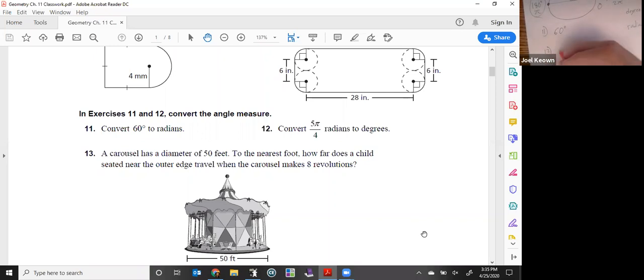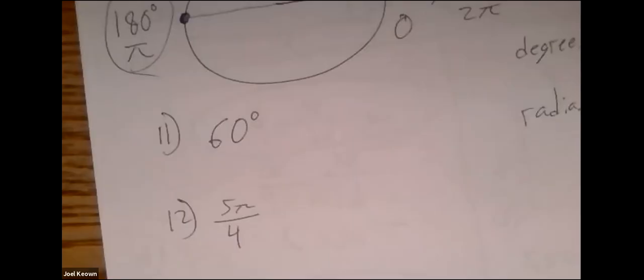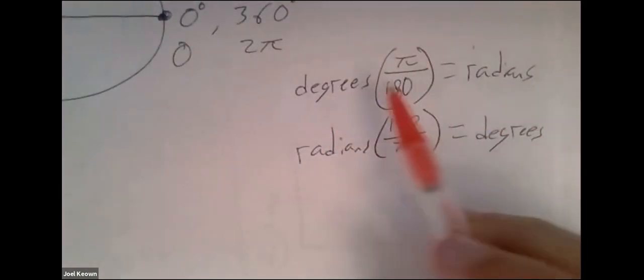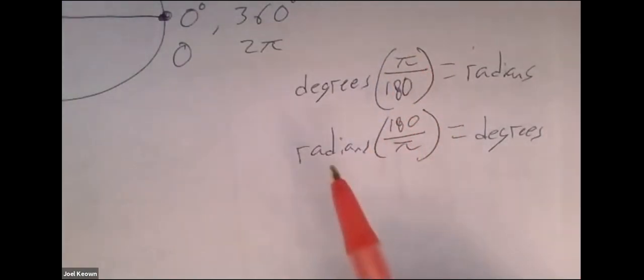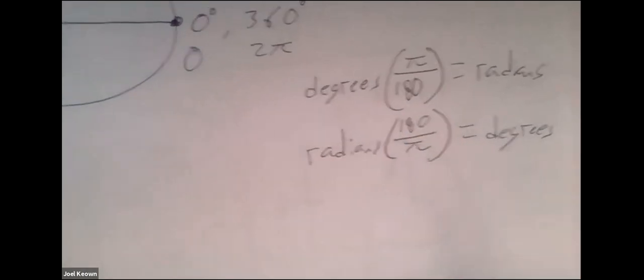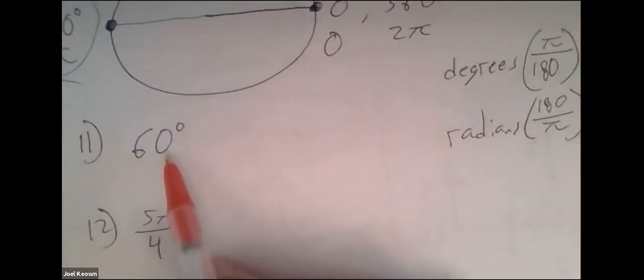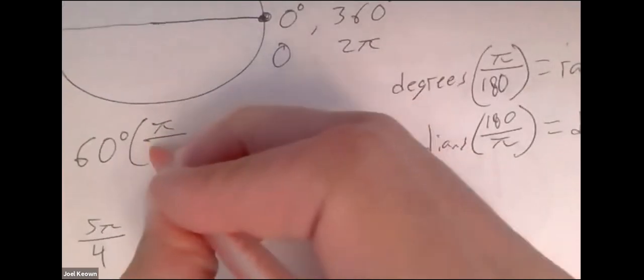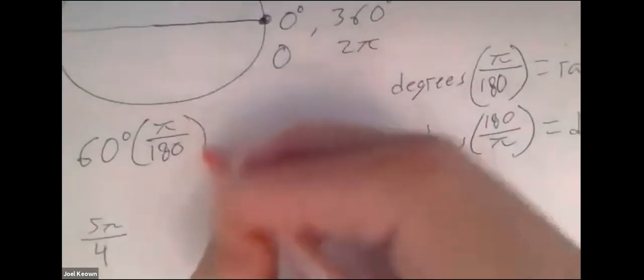Number 12 is 5 pi over 4. So also, you can see this over here. We'll go back. These are my formulas. If I have degrees and I want to change to radians, I multiply by pi over 180. If I have radians and want to change to degrees, I multiply by 180 over pi. Well, I have 60 degrees and I want to change it to radians. If I have degrees, I multiply by pi over 180. Okay? Well, let's think about this.